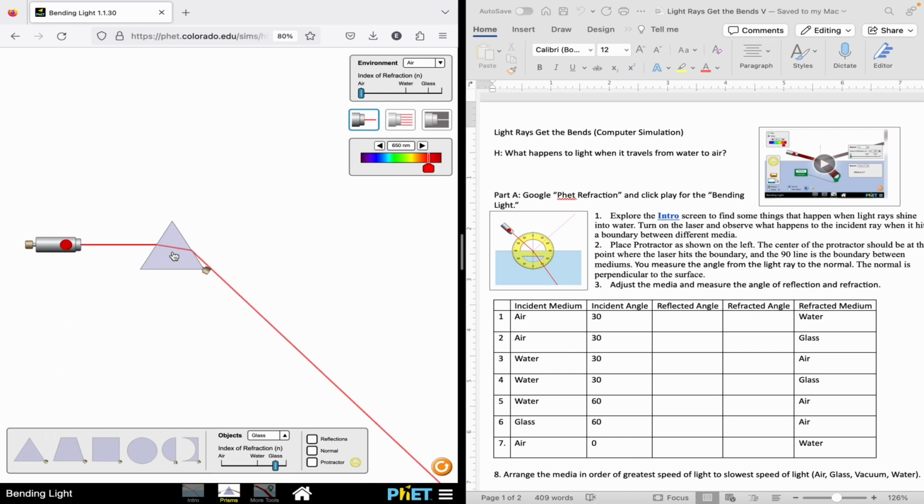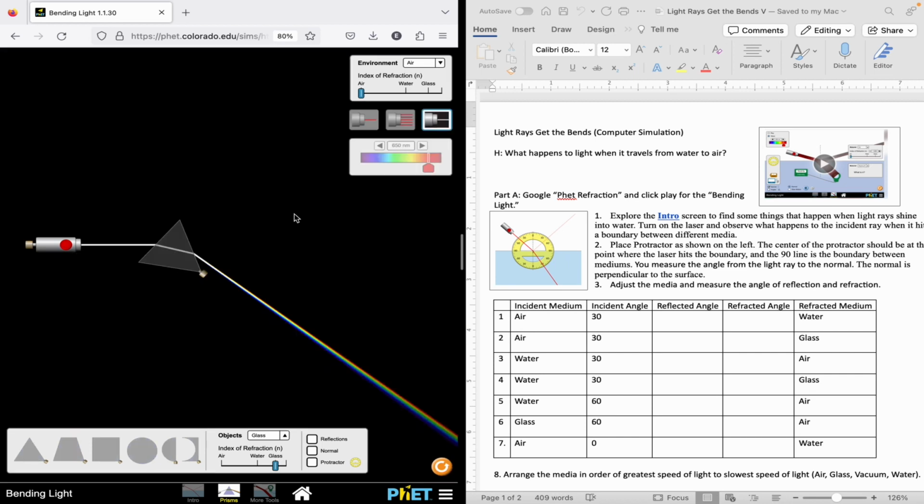Here we have a laser hitting a triangle, and then they can rotate the triangle and see how the angle changes. They can also do multiple lasers or white light. It's very hard to see here, but down on the lower right hand side, you can see all of the colors of the rainbow. And again, they can play with the angle.